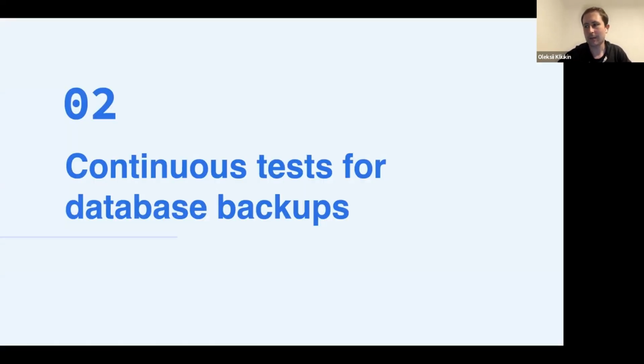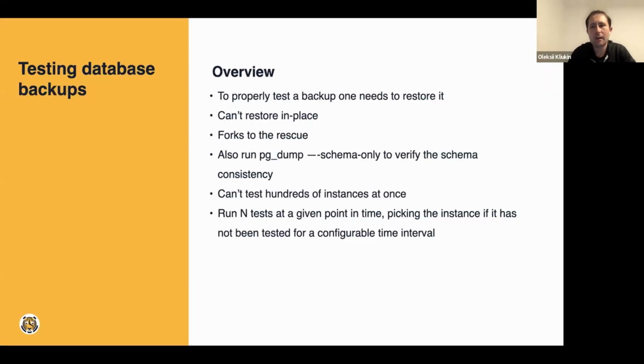So given that, I will briefly describe how we use this infrastructure, not just for forks, but also for creating continuous tests for database backups. You'll probably know that a backup is not something that people are interested in. People typically are interested in restoring a backup. And normally you cannot just test a backup of your service by restoring it in place, because that will destroy your original service and cause downtime.